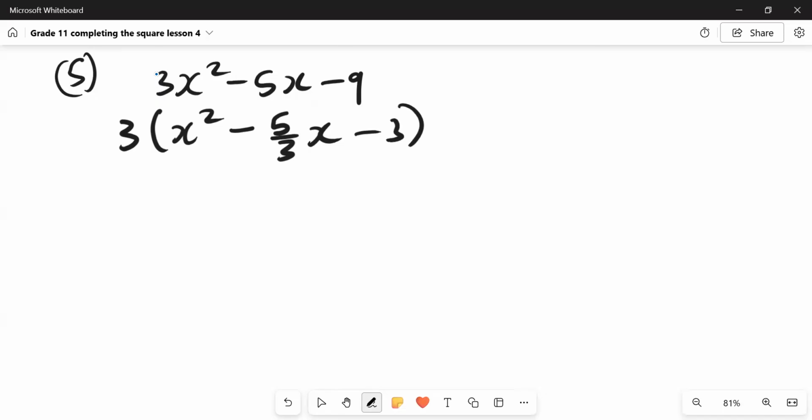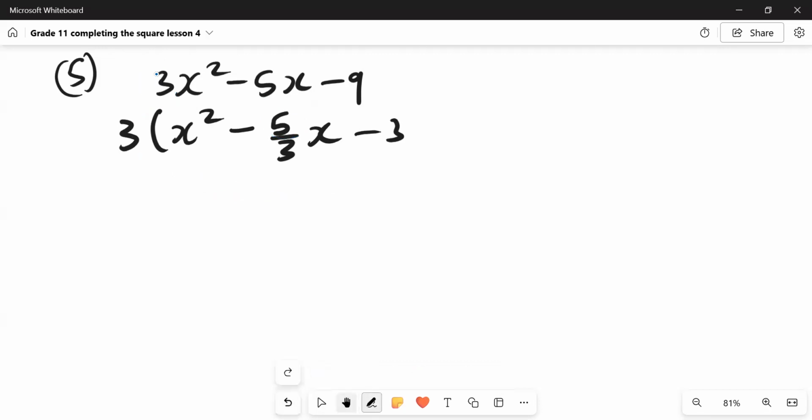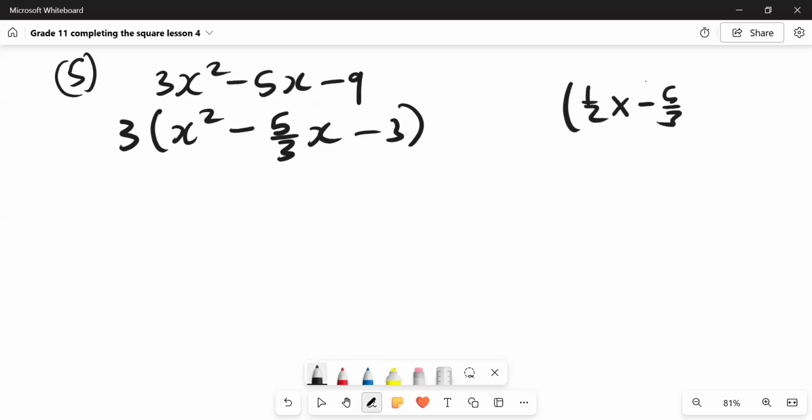Now the reason why we're having 5 over 3, because when you multiply this back, we must get 3. Multiply this one back. 3 and 3 will cancel, you'll be left with only 5, which is that 5. And then you multiply back, you get your negative 9. I hope it makes perfect sense. And then from here, now we have to apply this law of 1 over 2 times negative 5 over 3 all squared. And then that will eventually give us negative 5 over 6 all squared.